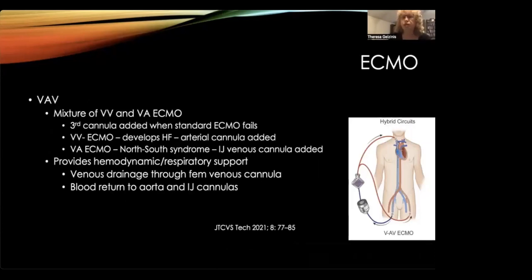This occurs in patients on VV ECMO who develop heart failure and require an arterial cannula, and those on VA ECMO who develop north-south syndrome and upper body hypoxia who require an internal jugular venous cannula. It provides hemodynamic and respiratory support where the venous drainage occurs through the femoral venous cannula and the blood return is via the aortic and the internal jugular cannulas, providing oxygenated blood to the cerebral and coronary vessels.